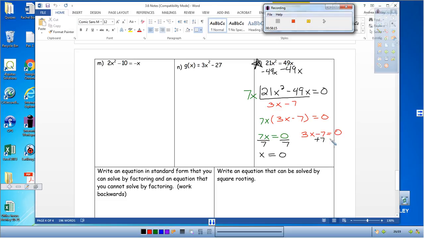So I add 7 to both sides here. I get 3x equals 7. I divide by 3, divide by 3. So I get x equals 7 over 3. So there's my 2 solutions. Any questions over that?